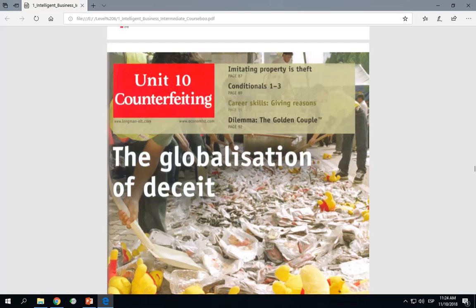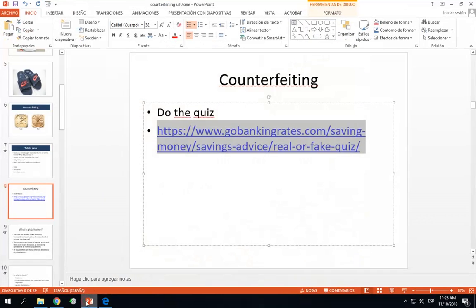Welcome to another presentation. This one is about Unit 10, the first part of the vocabulary. Unit 10 is about counterfeiting, the globalization of deceit. Now, you may wonder, what does deceit mean? It comes from the verb to deceive, to present something as genuine while it's fake. Let's go to the presentation.